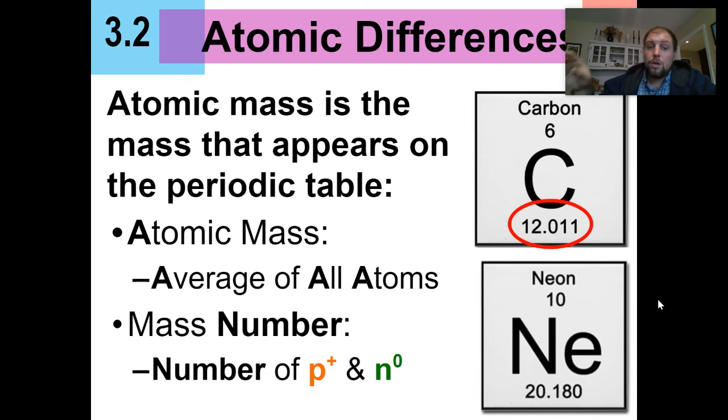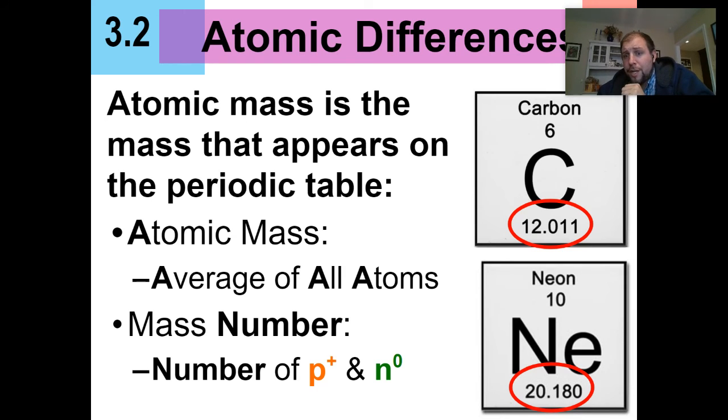So atomic mass is the average of all the atoms. That's what appears on the periodic table. The mass number is the number of protons and neutrons in one atom. Take a look at that carbon right there. Do you see the atomic mass is 12.011? That's because, like I said, 99% of carbon is carbon-12, but like 1% of it is carbon-13. And that's enough to pull up the average by just a little bit over 12.